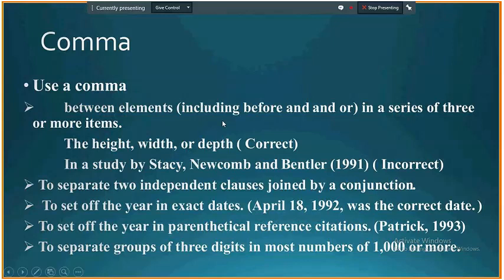Please, sir. Okay. Use a comma to set off the year in exact date, like April 18, 1992. Use a comma to set off the year in a parenthetical reference citation, like 1993. Use a comma between the words, and to separate groups of three digits in most numbers of 1,000 or more.